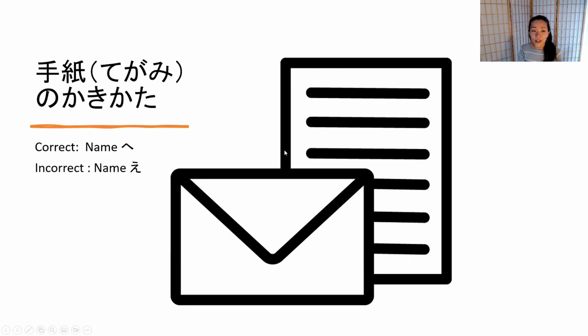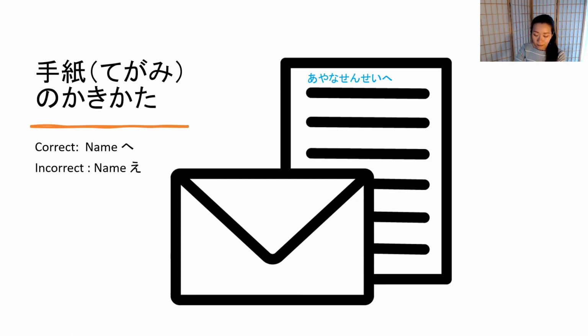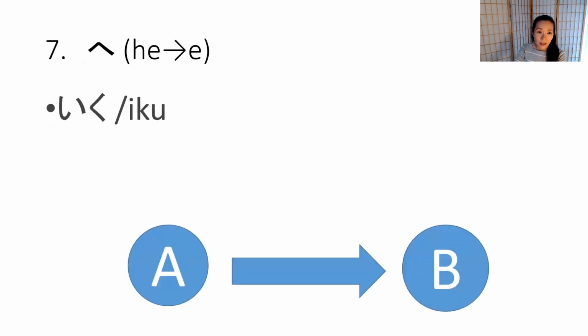I'd like to introduce another way you can use the particle. When you write a letter or email, you will put the へ, but the pronunciation is e. So for example, you have a letter like this, then you put Dear, for example, this is my name, Ayana Sensei, like a へ, but the pronunciation is e. So the particle indicates the destination or the direction of movement.